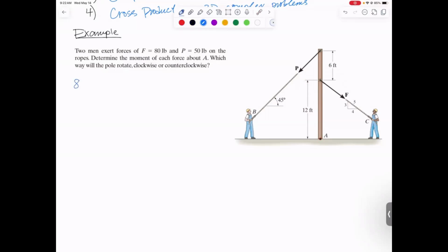Let's start with that 80 pound force first. Well, we can always use RF sine theta if we can figure out the theta. And it looks like the theta is going to be pretty easy to figure out.